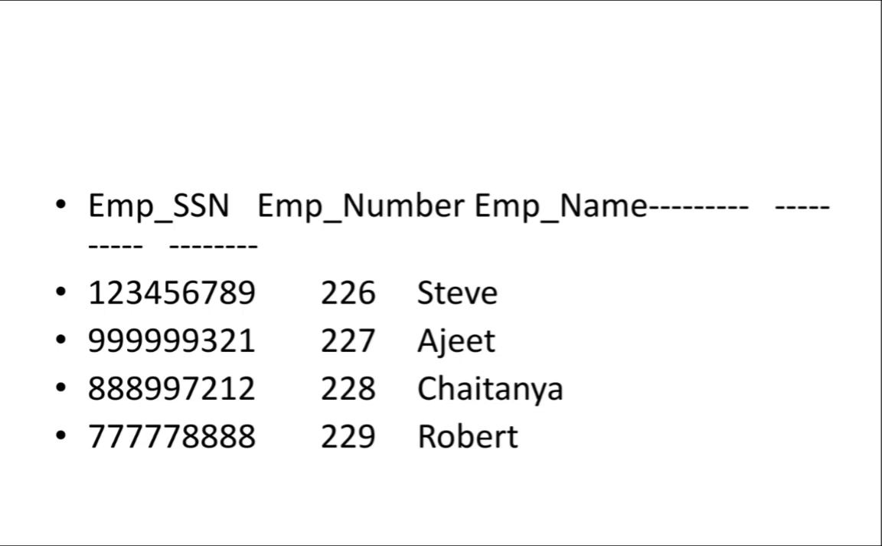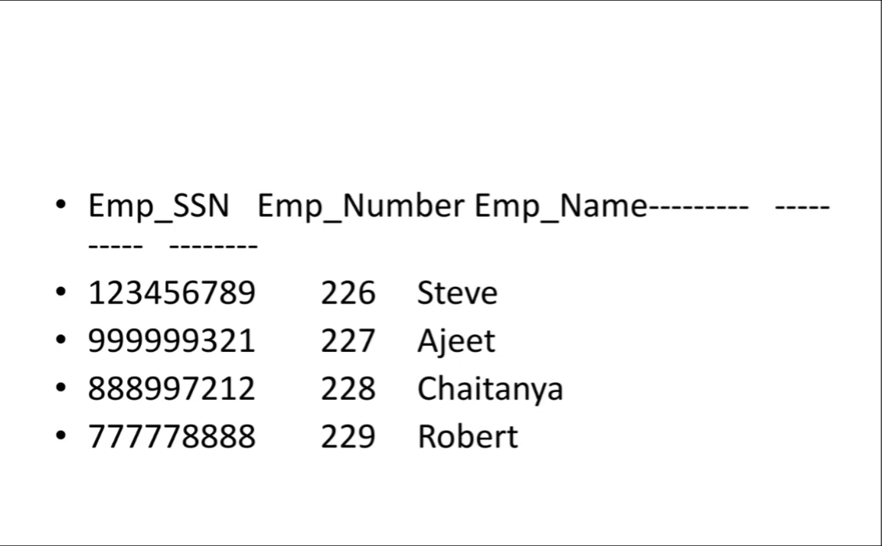Whatever the values present in this table, all the values should be different. No value should be repeated. Take the employee SSN field, all the values are different. Take the employee number field, you can see that all the values are different. Take employee name, again you can see that all the values are different.